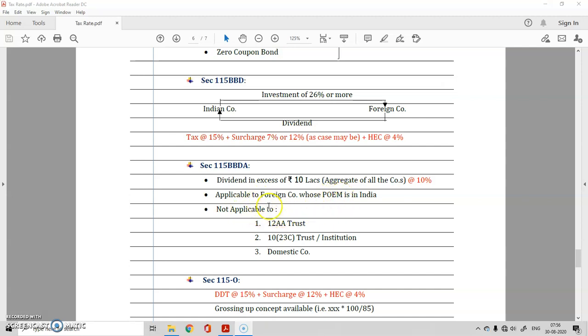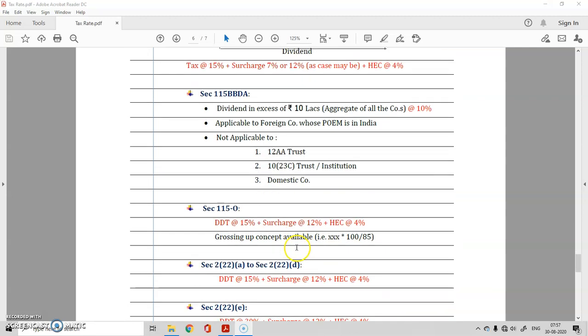It is not applicable to 12AA trust, 10(23C) trust or institution, or domestic company. इसका मतलब अगर कोई भी डोमेस्टिक कंपनी किसी दूसरी डोमेस्टिक कंपनी में इन्वेस्टमेंट करती है और वो कंपनी डिविडेंड इश्यू करती है, अगर वो 10 लाख से ज़्यादा है तो भी डोमेस्टिक कंपनी को टैक्स leviable नहीं होगा. I hope you understand it.